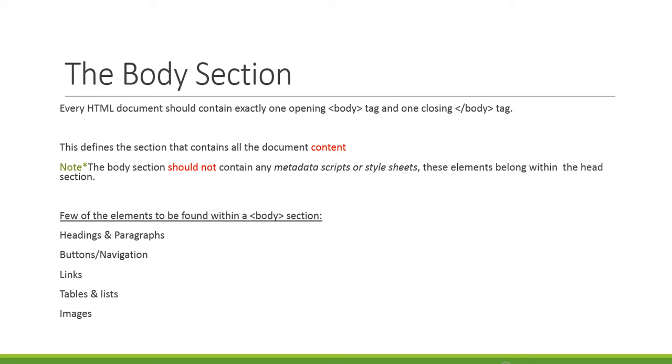Buttons and navigation. How do people go from the home page to the about page to the gallery page? Of course, we use buttons. Links, maybe you would like to link to other websites. Tables and lists to give a more structured look. And of course, images to provide a more visual look to a website. Take, for instance, a photography website.